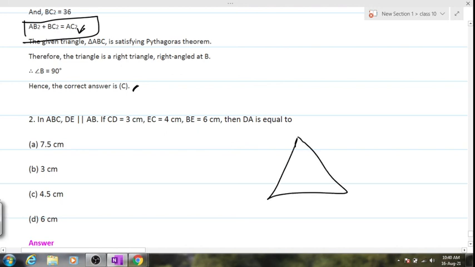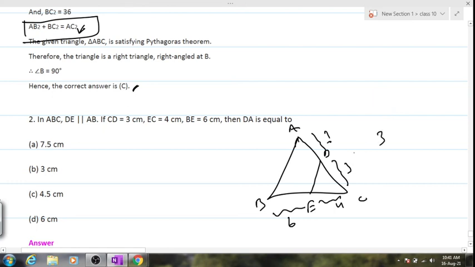This is our triangle ABC, DE parallel to AB. Okay. DE is parallel to AB, right? So DE is somewhat out here. Yes or no? CD is equal to how much? 3. EC is equal to how much? 4. BE is equal to 6. DA is equal to question mark. Simple. So you have to find DA.